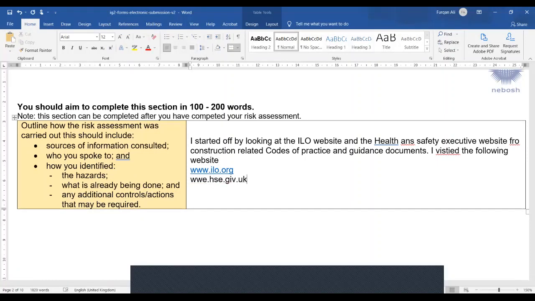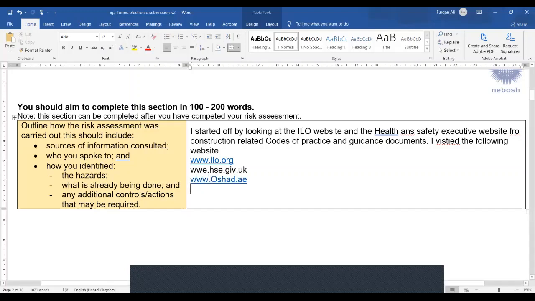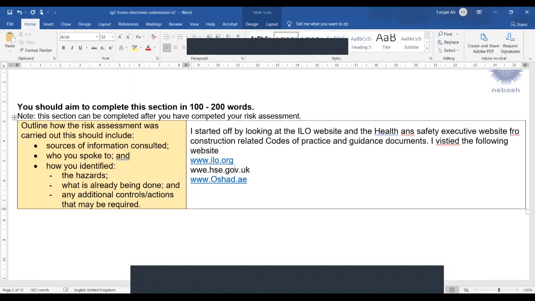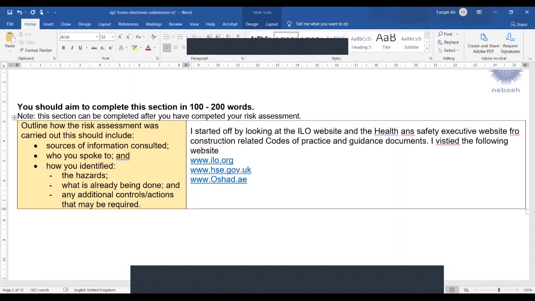www.hse.gov.uk. Okay, and also visit www.oshad.ae. Okay, so these are the websites you can visit. So these are the websites that you can visit to get information on carrying out the risk assessment.